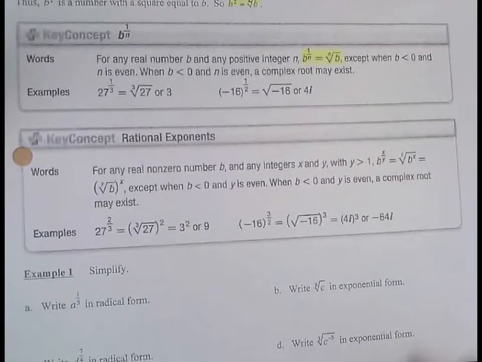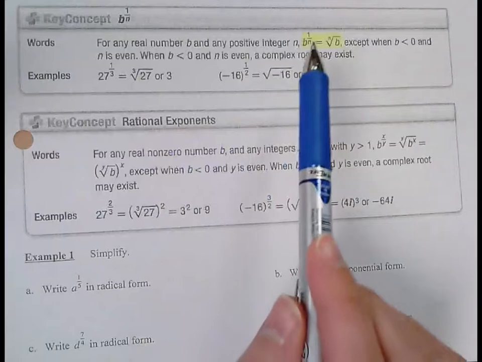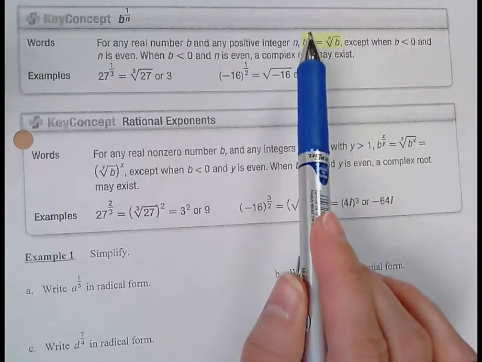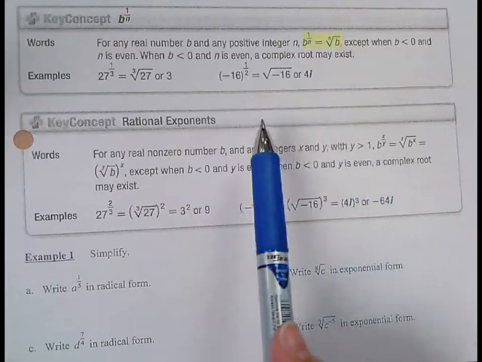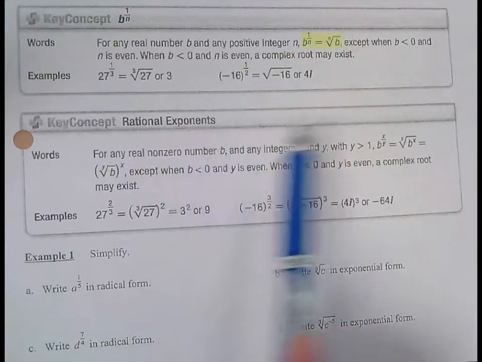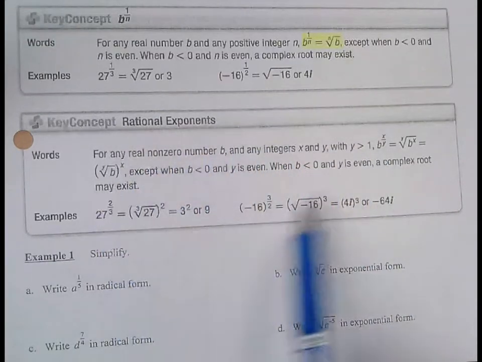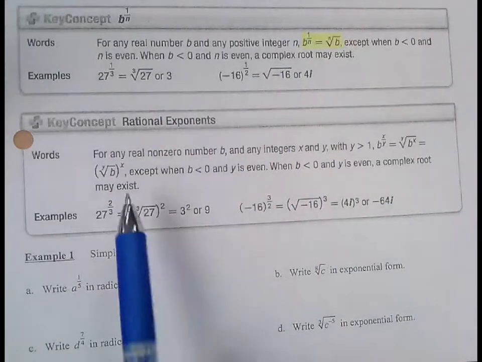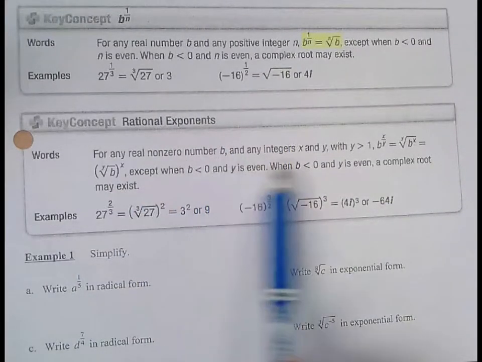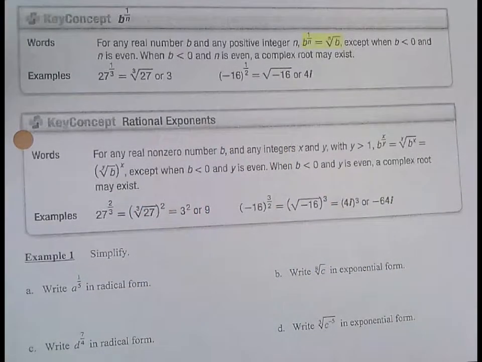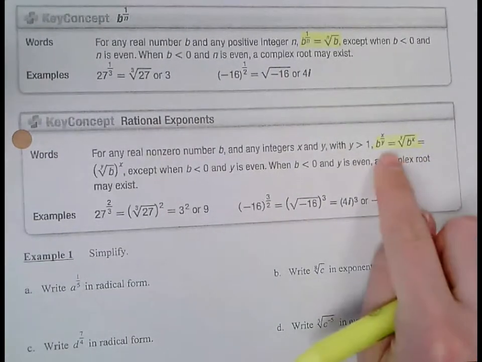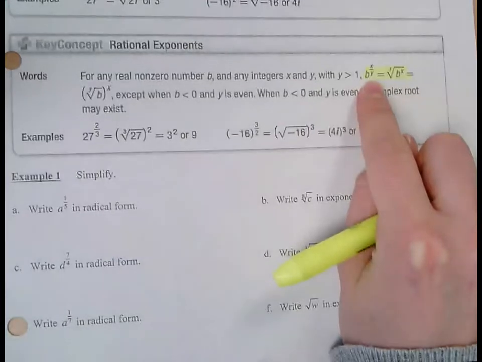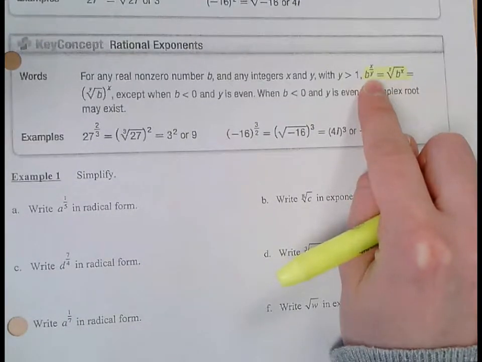So then, if you have an exponent as a fraction where the numerator is not 1, that's what is stated in this box. So these rational exponents, this is a more general case. Up above is more specific. So for any real non-zero number b and any integers x and y with y greater than 1, if you have an expression of the form b to the power of x over y.